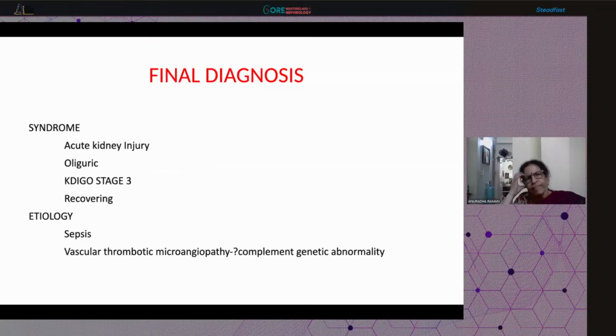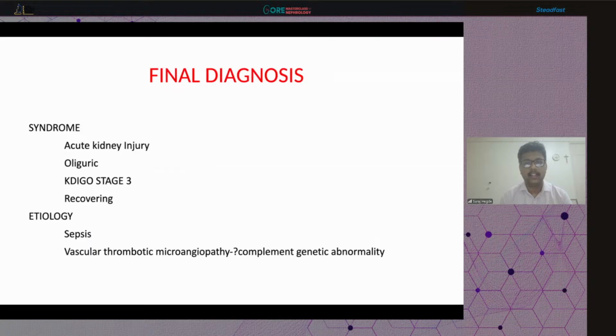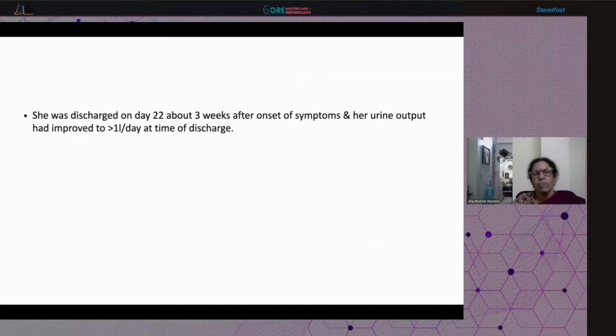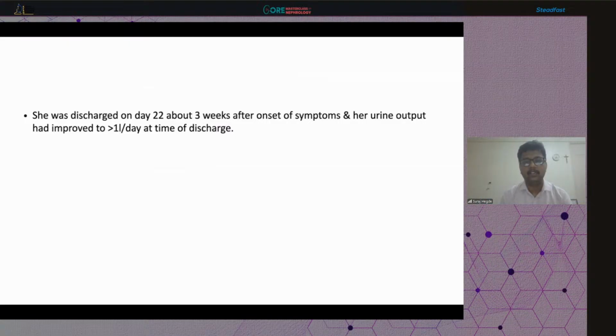So coming to final diagnosis, my syndrome will be acute kidney injury, oliguric, KDIGO stage 3, and she was recovering by the time of discharge. And etiology being sepsis and thrombotic microangiopathy, probably complement genetic abnormality. She was discharged on day 22, about 3 weeks after the onset of symptoms. And by the time she was discharged, her urine output had improved to more than 1 liter per day.